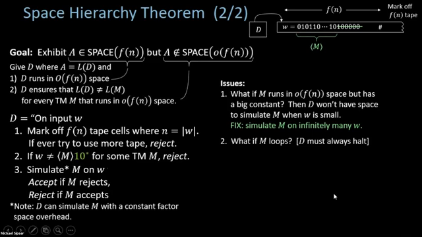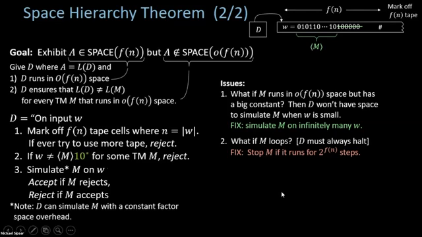Now, another question that got asked: what happens if M loops? That's going to be a problem because D always has to halt. And if it just blindly simulates M, then D might be looping on M. Not if M is going to use a lot of space, by the way, because then D is going to catch it in step one. But if M loops on a small amount of space, then D might end up looping as presently constructed.